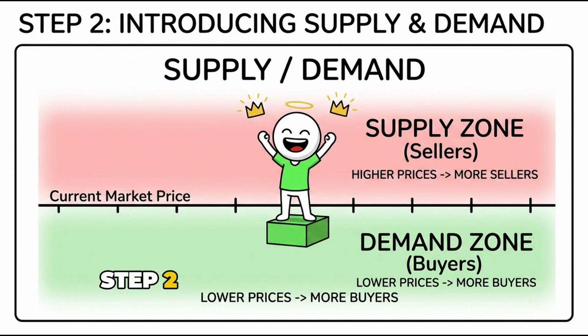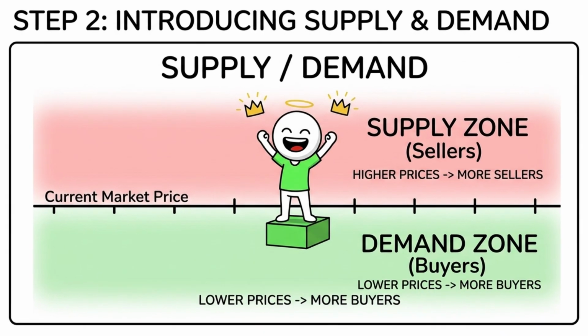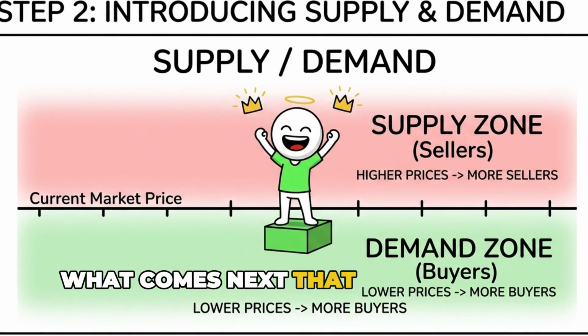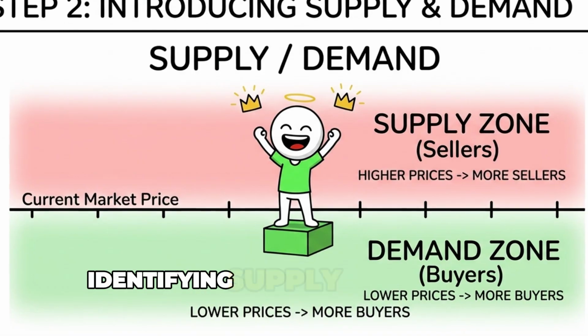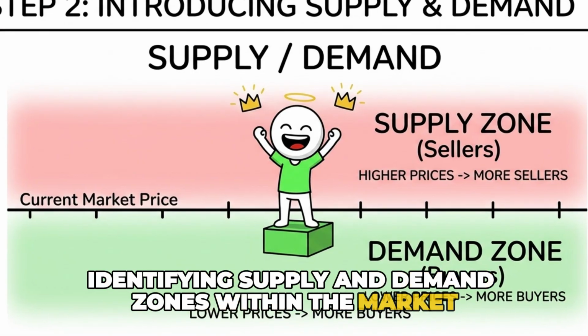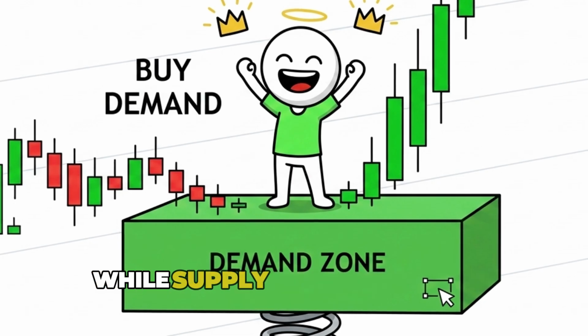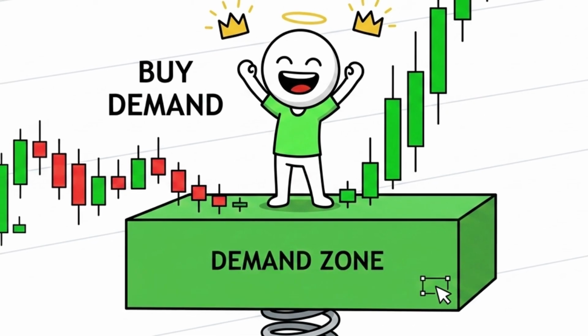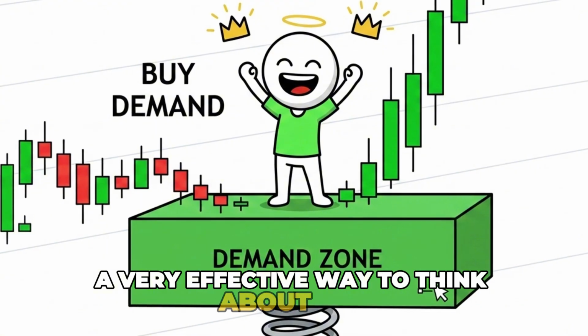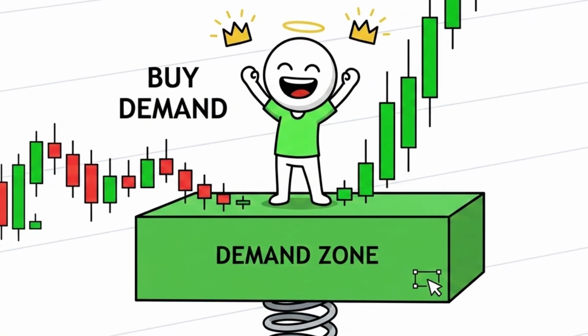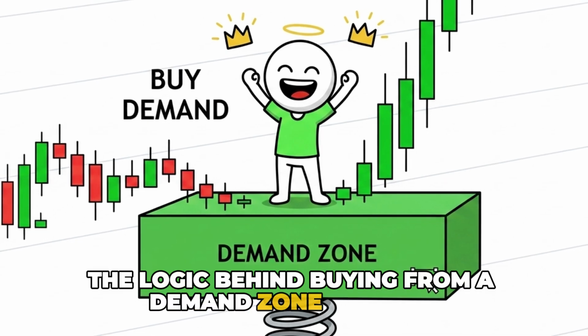Step 2. Identifying supply and demand. Once you have identified the trend, what comes next? That brings us to step 2, identifying supply and demand zones within the market. As a general rule, demand zones are found within uptrends, while supply zones are found within downtrends. A very effective way to think about this is that you want to buy from demand zones and sell from supply zones.